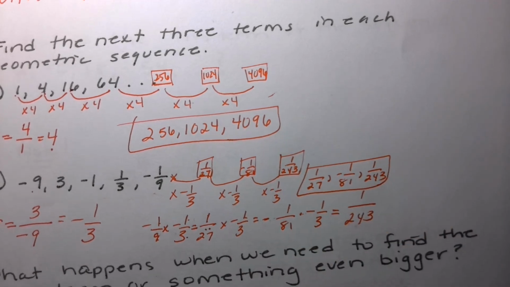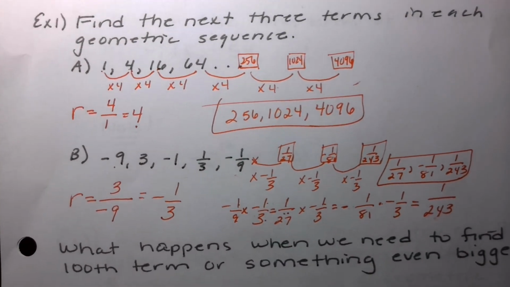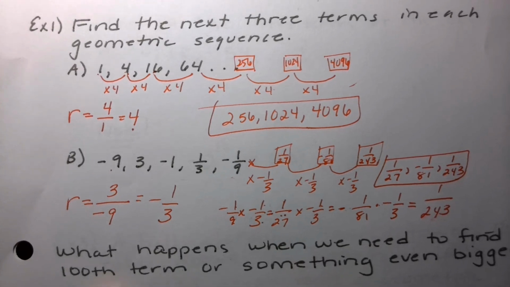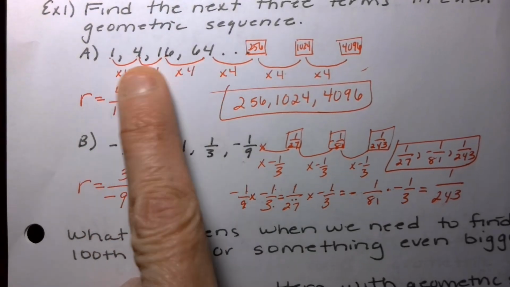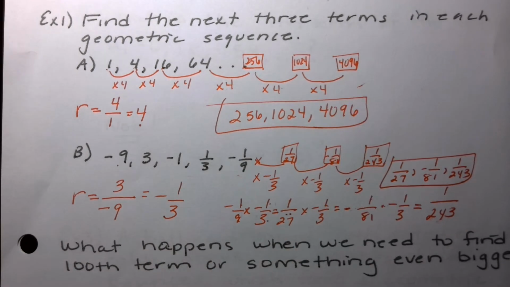Excellent. Okay, so that's all fine and dandy when they're small numbers and they're just asking you for these next ones. But what happens when we need to find like the 100th term? I don't need to find the 5th, 6th, and 7th. I want the 100th one. Well, that's going to be a long haul of multiplying, isn't it? So, of course, there's a formula.